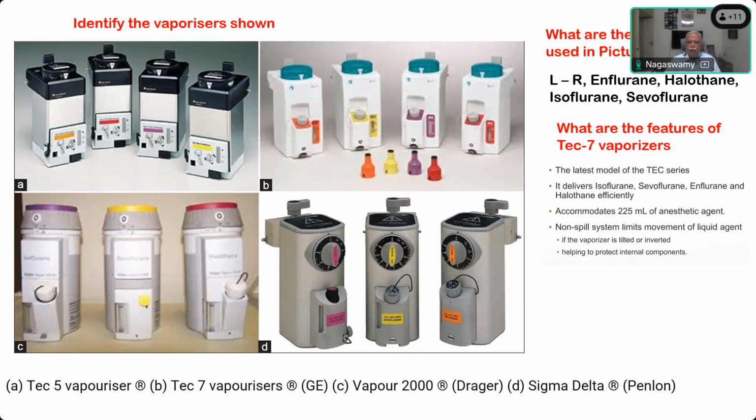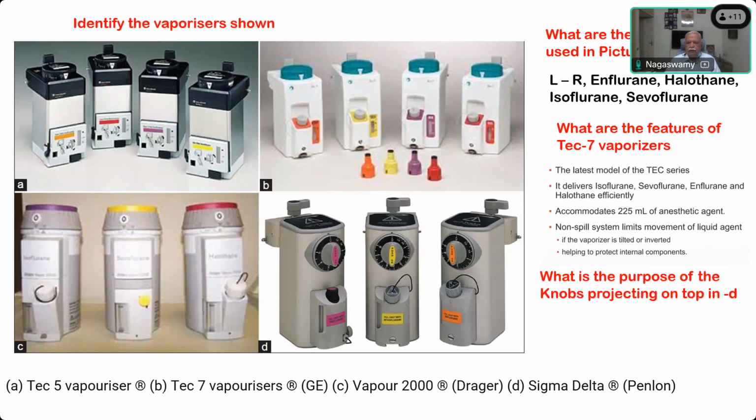So the latest model Tec series delivers isoflurane, sevoflurane, enflurane, and halothane efficiently, and it has a volume of 225 ml, with a no-spill system. That is the biggest advantage. Earlier, in all the other models, when you tilt them, the liquid agent from the vaporizing chamber will come into the common chamber and will deliver a very high concentration. That spill mechanism is completely avoided in the modern Tec 7 vaporizer. If the vaporizer is tilted or inverted, no spill will happen, which also helps to protect internal components.